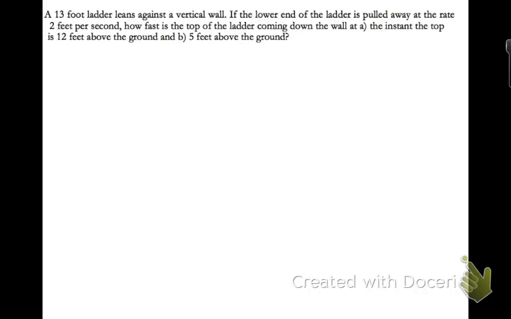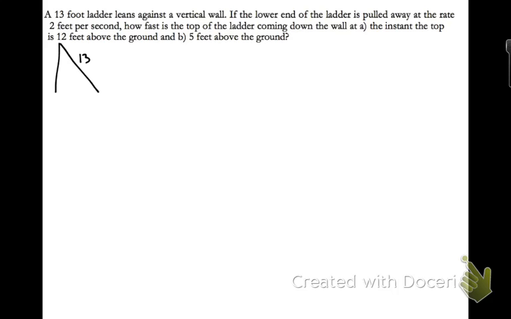In this problem, there's a 13-foot ladder leaning against a vertical wall. So if we draw a picture just to help us see it correctly, we have a vertical wall. Let me do this in black instead. So we have a vertical wall and a 13-foot ladder leaning against it.